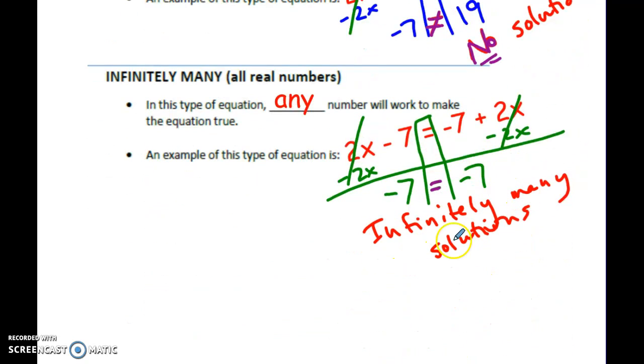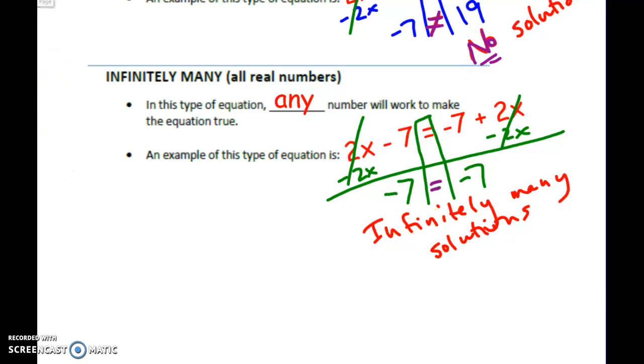Right here, they're going to be balanced no matter what. So that's where the answer of infinitely many solutions comes in. And that's what you would actually write down, that this equation has infinitely many solutions. Not one solution, not no solution, but infinitely many.